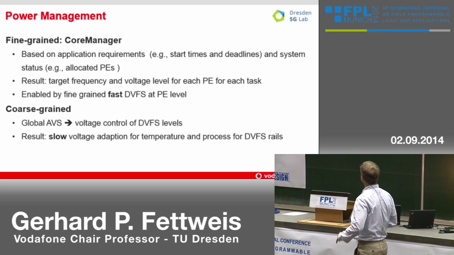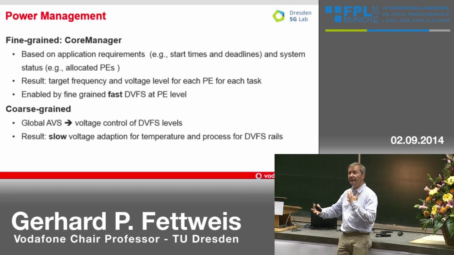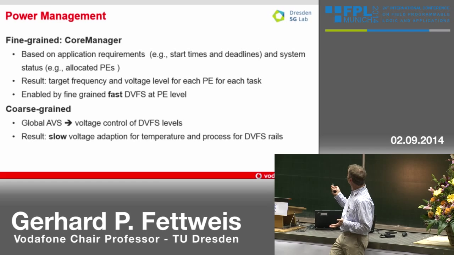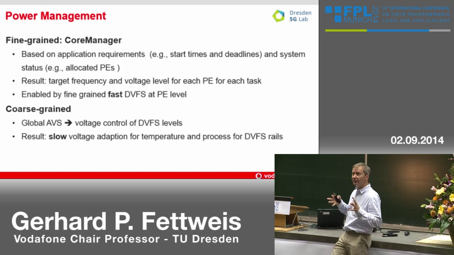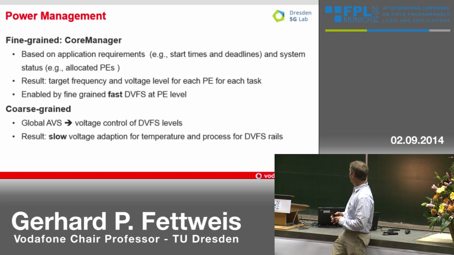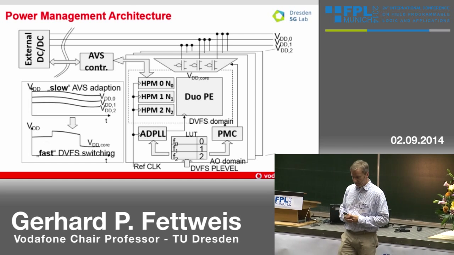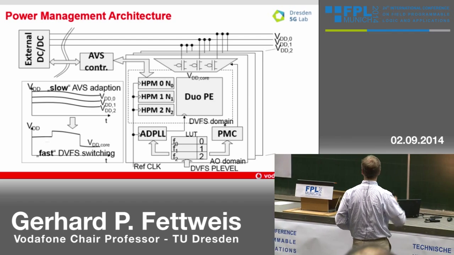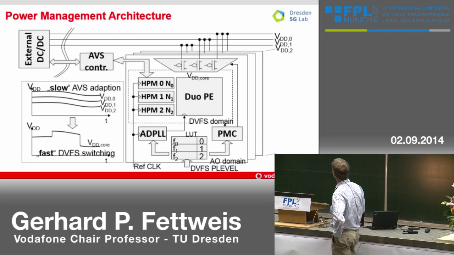So, what does that mean? Based on the application requirement, we can have this highly dynamic configuration, but also in terms of power management: start and end times, target frequency, and voltage level for each and every processing element have to be completely individually controlled. And then, on the core screen, we have a global AVS. So just to give you an idea of how this can be done, what I think is important for this future vision of field programmable processor arrays in such a box, as we call this billion core computer engine.